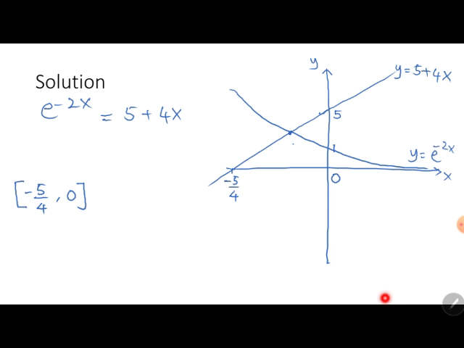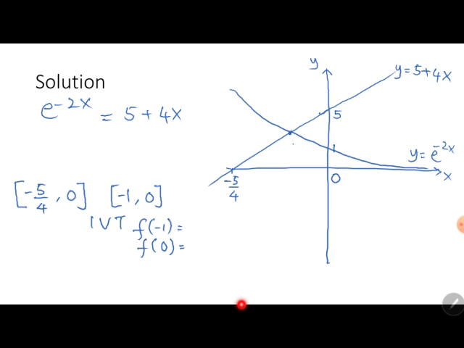Not quite what the question asked, right? The question wants the root to lie between negative 1 and 0. So graphically we are unable to show that, but we can show that the root is in fact between negative 1 and 0 if we use the IVT.